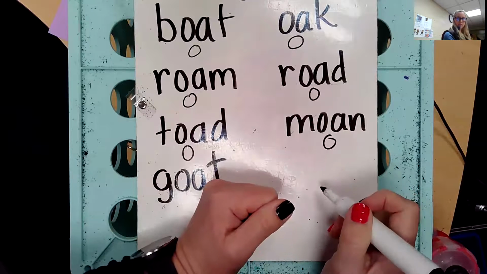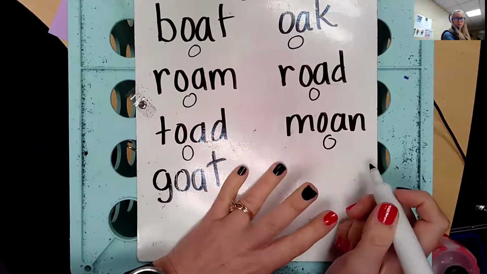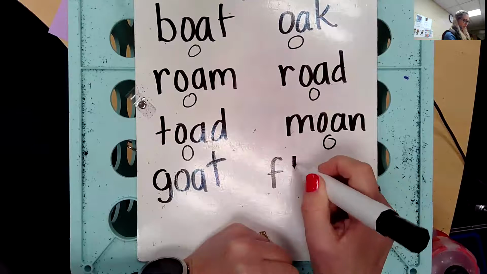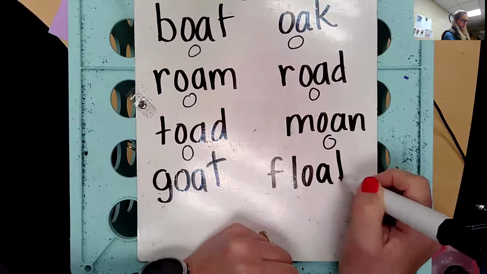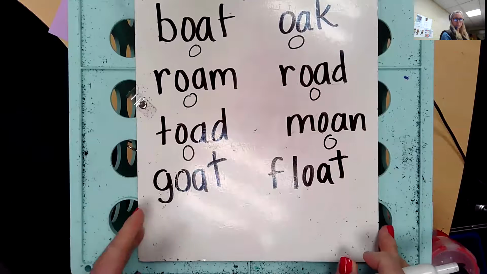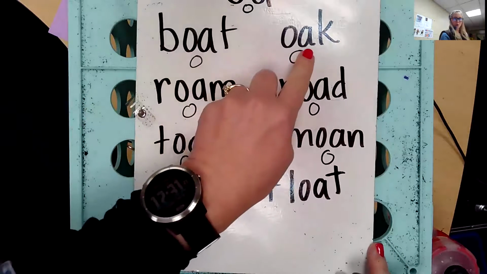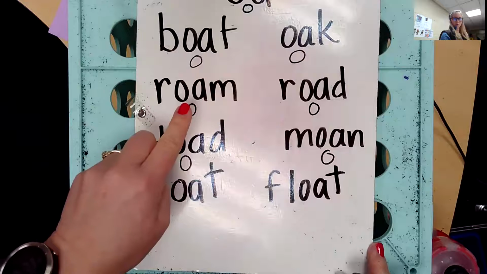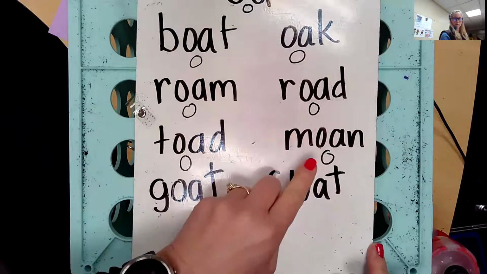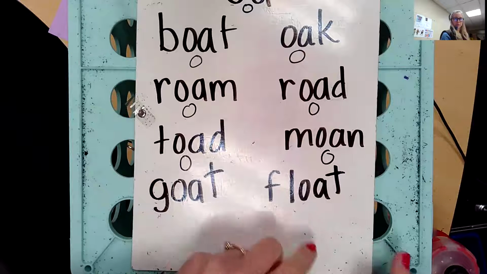Let's do one with a blend at the beginning. Here we go. The word is float. Ready? Float. Oat. Float. Okay, let's reread our words again. Boat, oak, roam, road, toad, moan, goat, float.